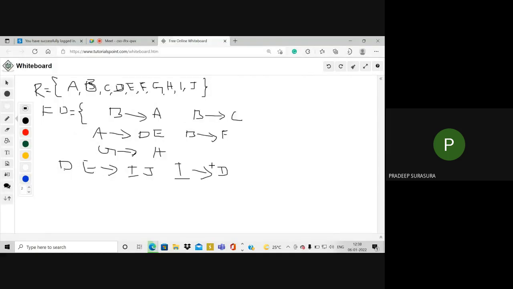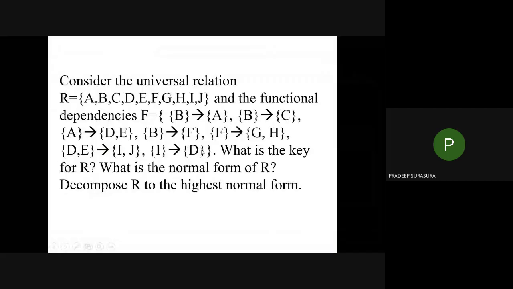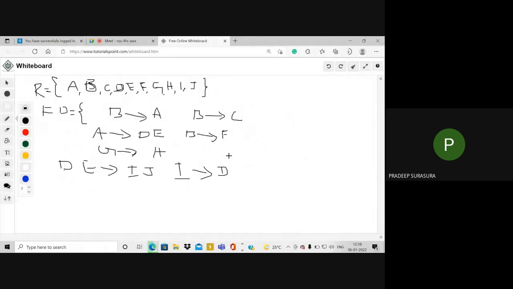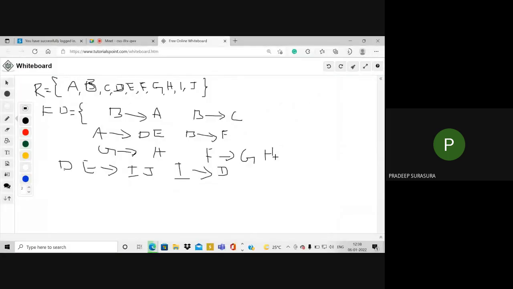I'll just reconfirm it again. B determines A, B determines C, A determines DE, B determines F. F determines GH is also there. I had omitted that. F determines GH, sorry. B determines F.